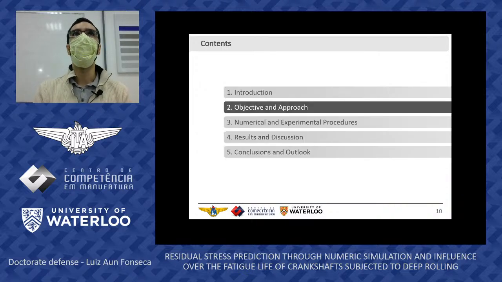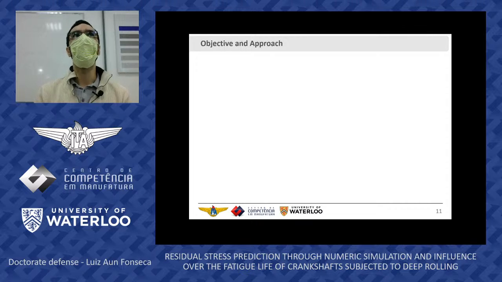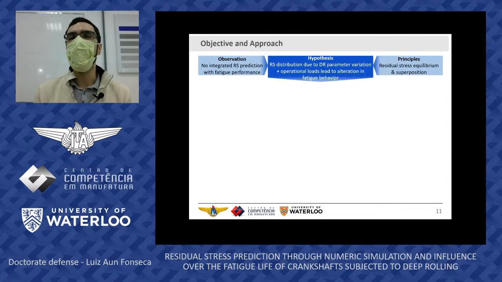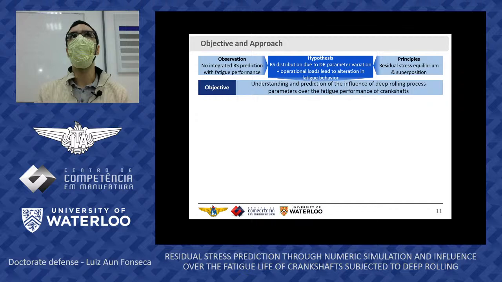Okay, so with this brief literature review, I guess we can outline the objective, starting with the observation that there is currently no integrated residual stress prediction tool together with fatigue performance. And we can also take advantage of the residual stress equilibrium and superposition principles to state the hypothesis that the residual stress distribution due to the process parameter variation plus the operational loading to which the crankshaft is subjected can lead to an alteration in its fatigue behavior. So the actual objective of this research is the understanding and the prediction of the influence of deep rolling process parameters over the fatigue performance of crankshafts.